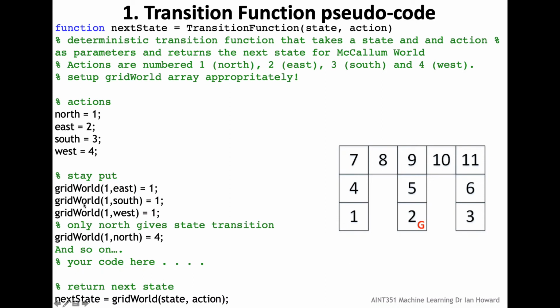So grid world state transition matrix for state 1 moving south again gets you back in state 1. And the same thing for west, you'd move off the grid if you moved west. So grid world 1 for action west stays put with 1. But if you're in state 1 and you move north, you end up in state 4. So grid world 1, north equals 4. I'm just calling it grid world. You could just call it transition matrix or whatever you want to call it.